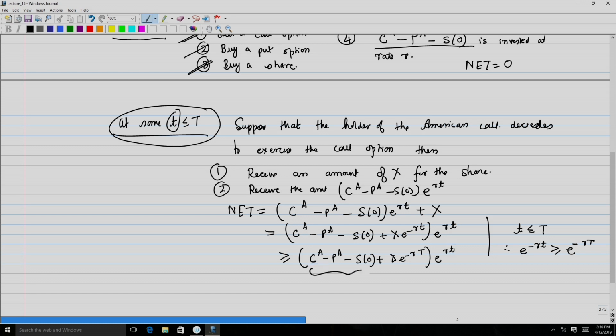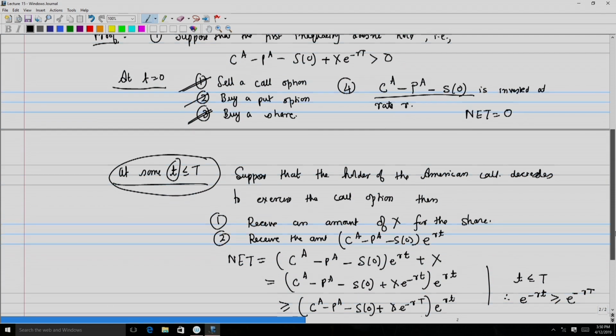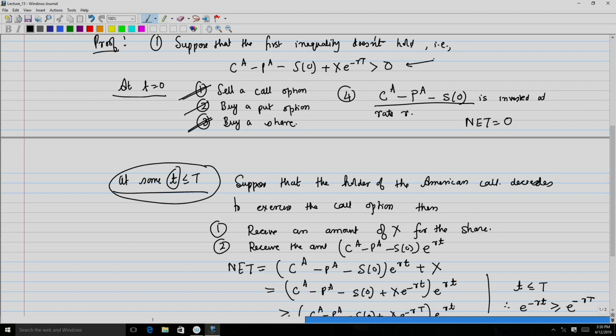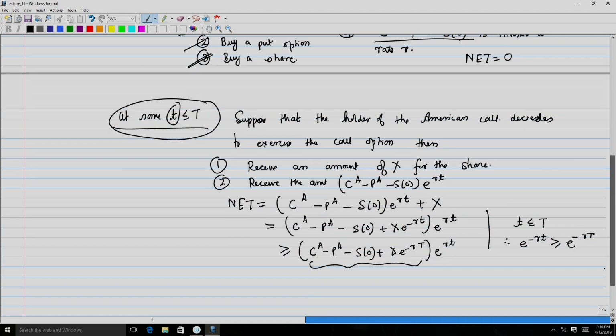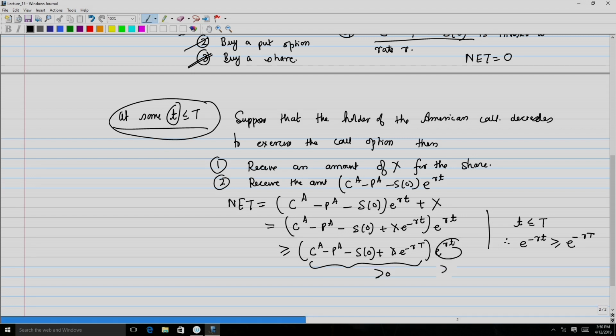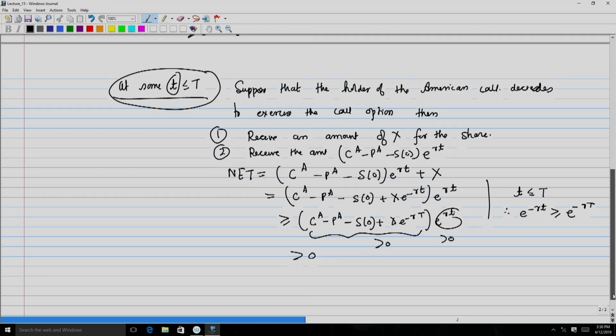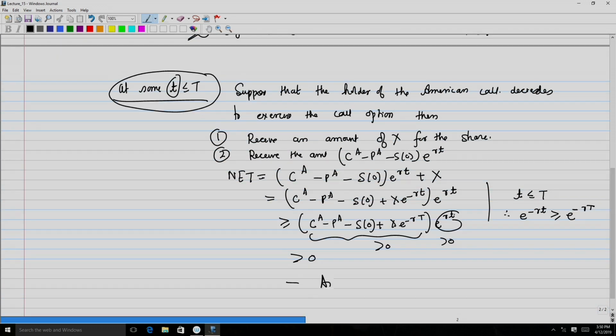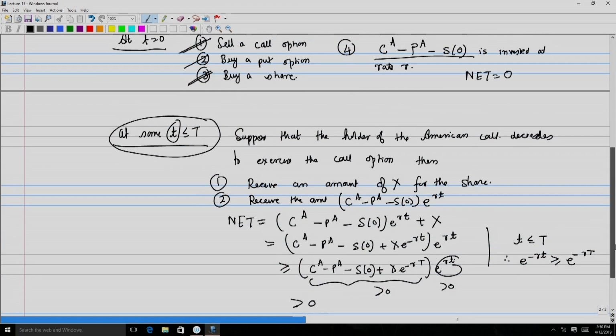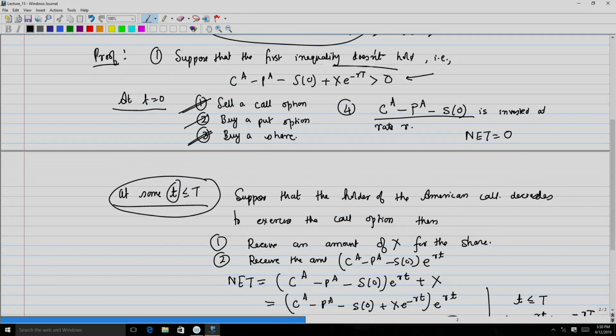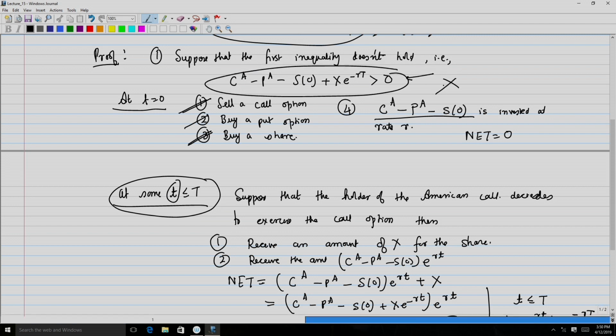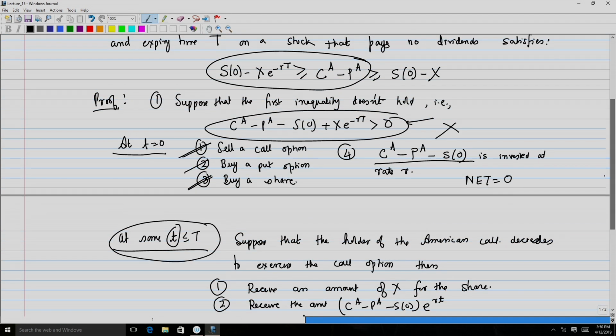And remember that this quantity, by assumption, was a positive quantity. So this entire value is anyway positive, so the whole thing is going to be positive. This means that we have an arbitrage, and so our assumption here is incorrect. So that means that the first inequality is indeed true.